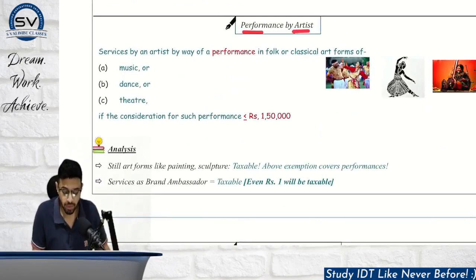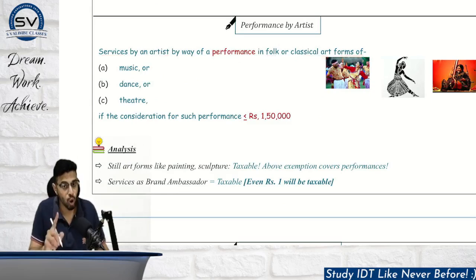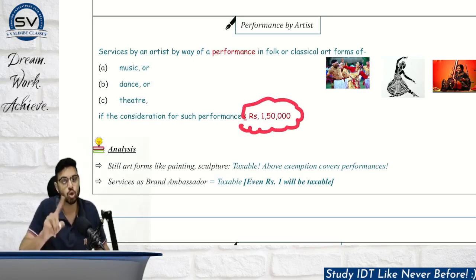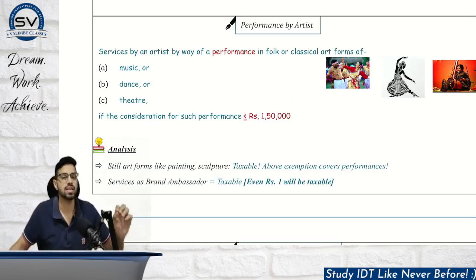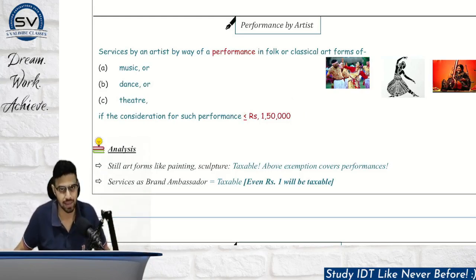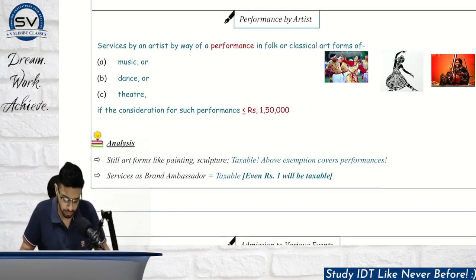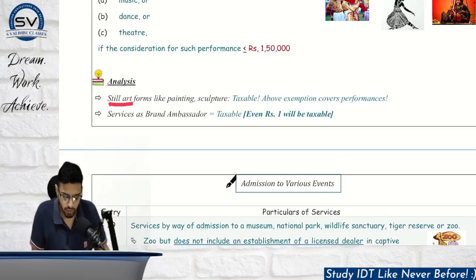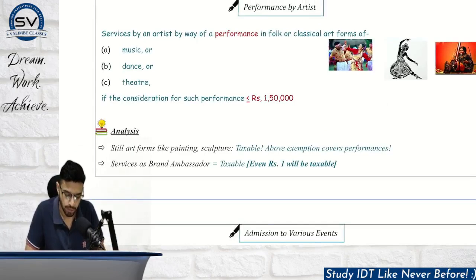Next, performance by artist. This is important, question can be asked. Services by an artist. What is the service? Performance in folk or classical art form in music, dance or theatre, provided the consideration for performance is up to rupees 1.5 lakh. It should not exceed 1.5 lakh. If it is, let's say, 1,60,000, entire 1,60,000 will be taxable.